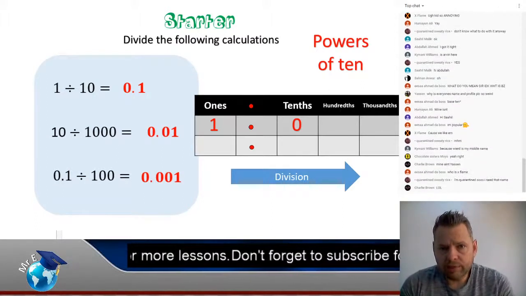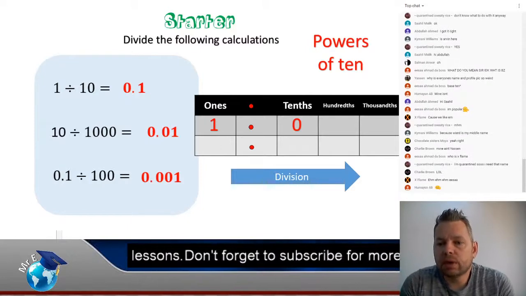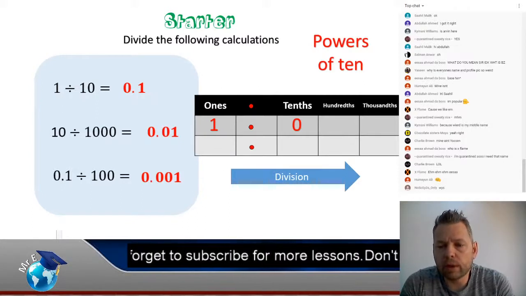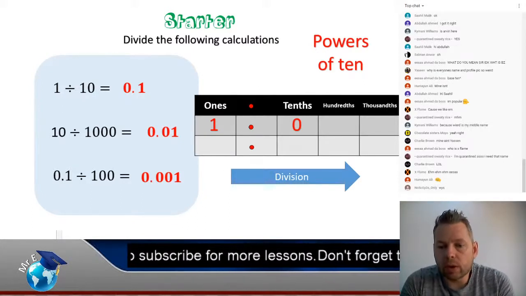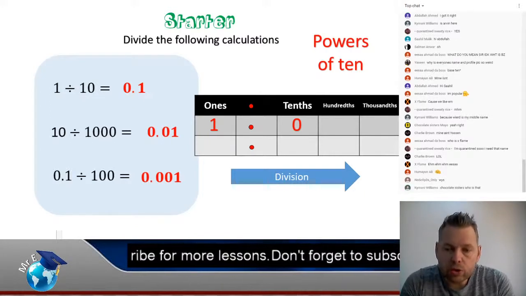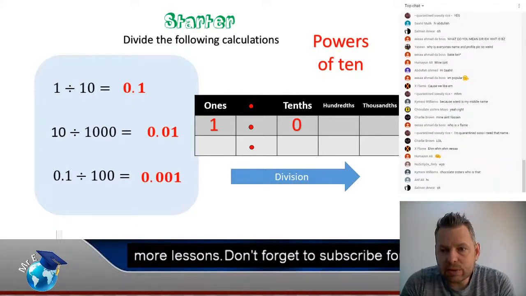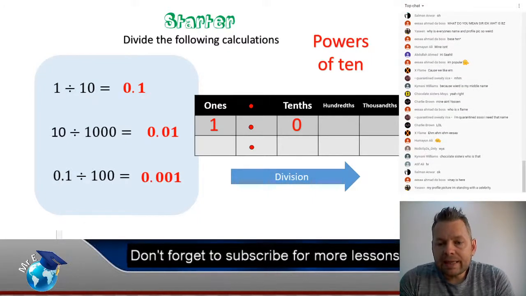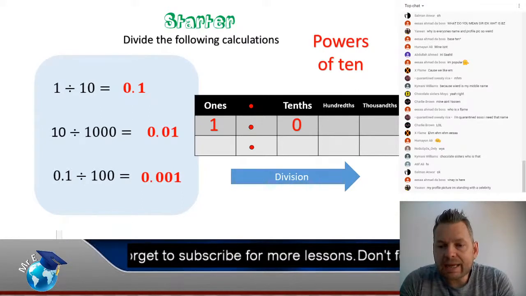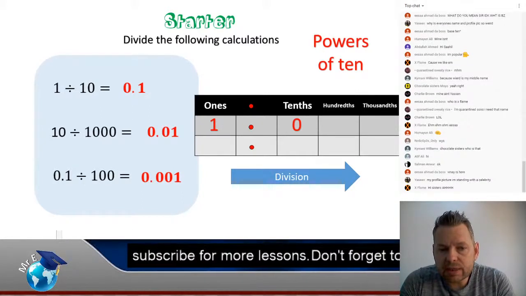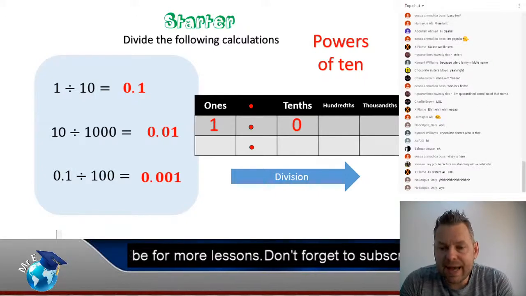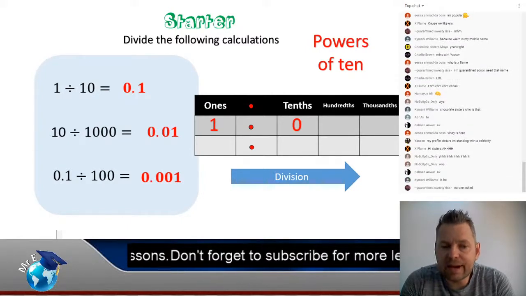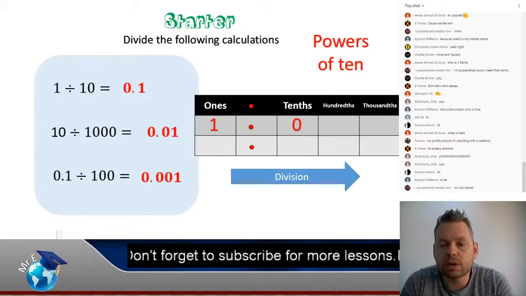Now, if you think back to year 5 and when we were doing powers of 10, we were going left. So it goes ones, tens, hundreds, thousands, 10,000s, 100,000s, millions. What that means is that each column to the left is 10 times bigger than the column to the right. So 10 is 10 times bigger than 1, 100 is 10 times bigger than 10, 1,000 is 10 times bigger than 100, and so on and so on.